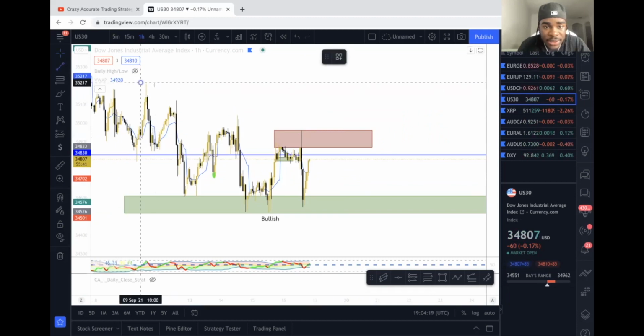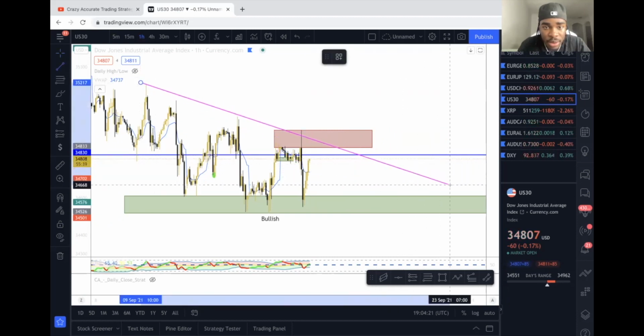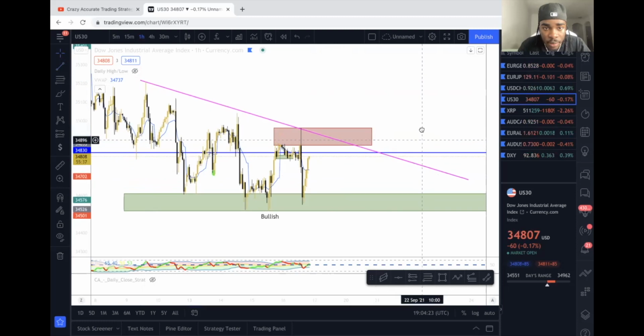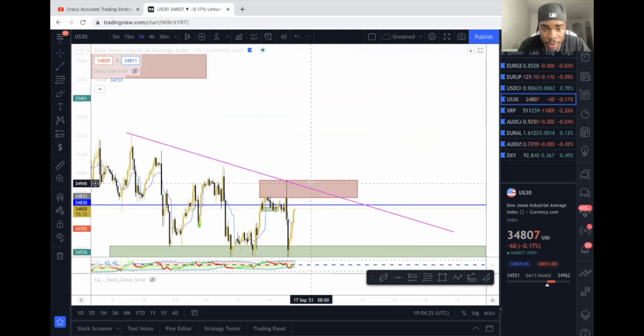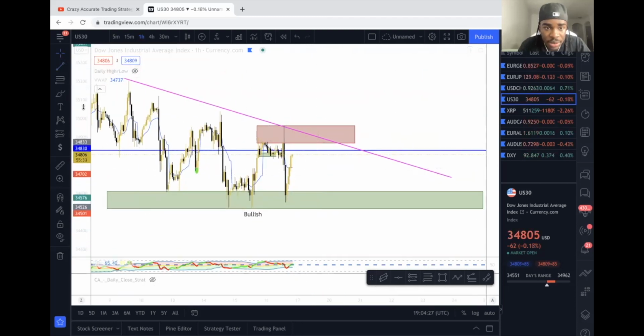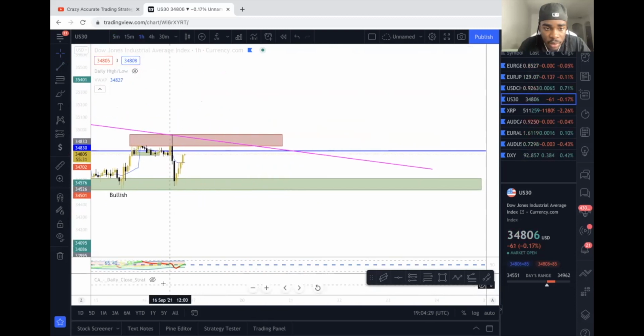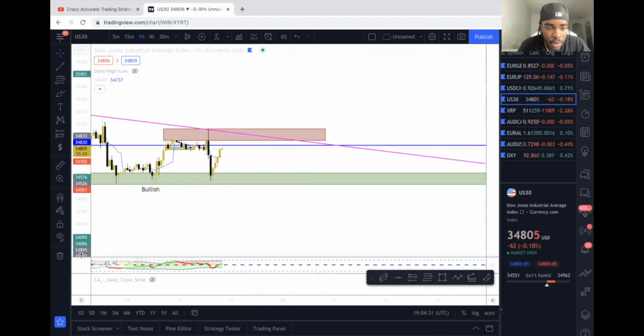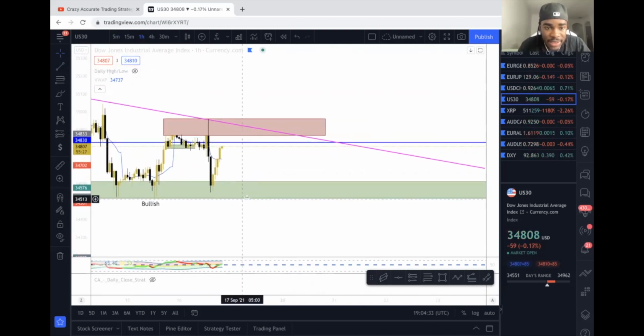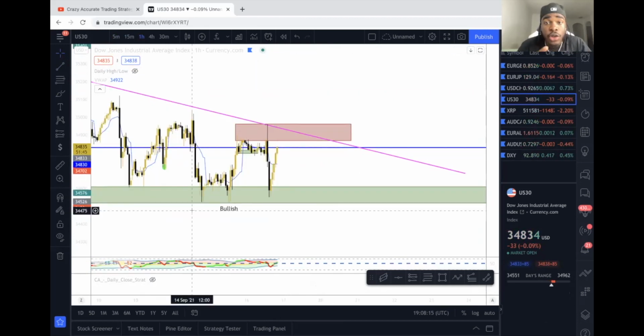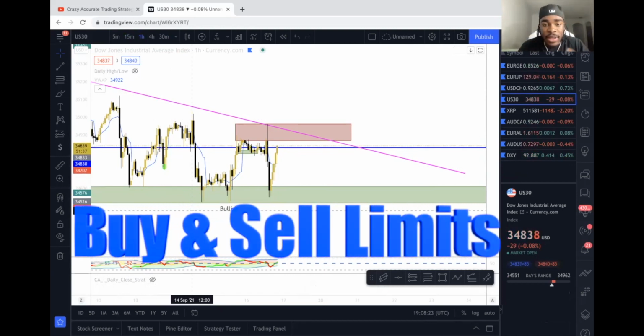Okay, guys, so when price goes back up here, I'm going to be looking for some action. Right over here, I'll be looking for some sell opportunities. Or you can wait for price to come back down here again. Also, I want you guys to be very careful because this is US 30. But another thing that you guys can do with wick entries is place buy and sell limits.